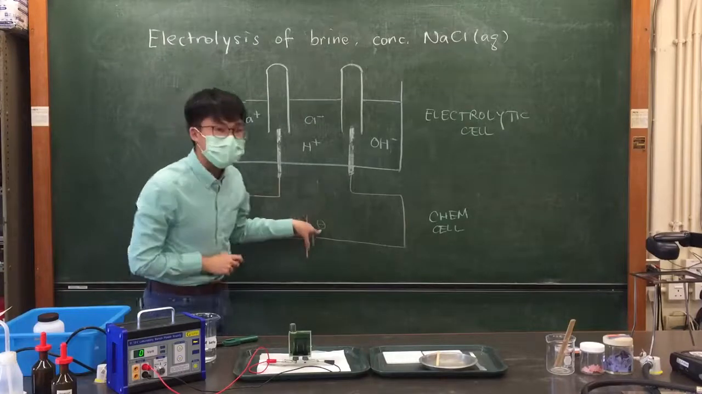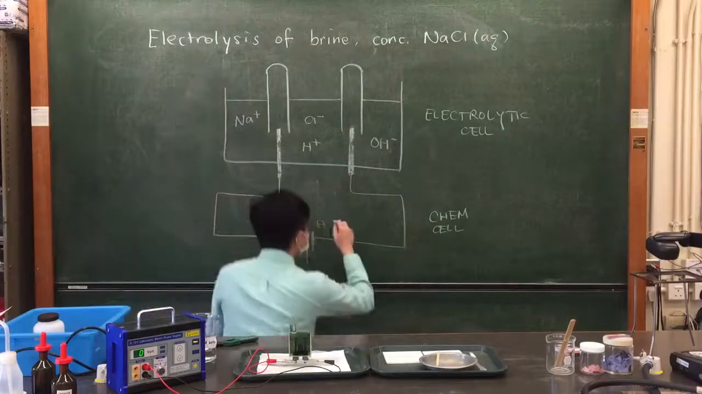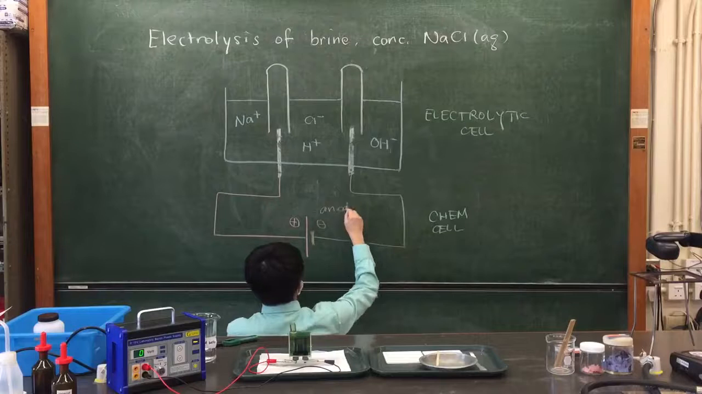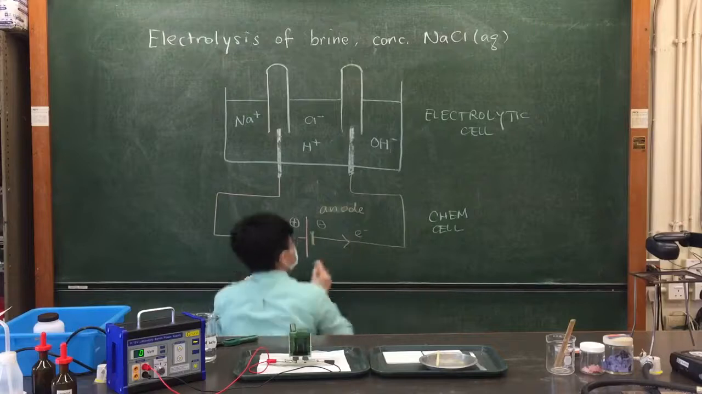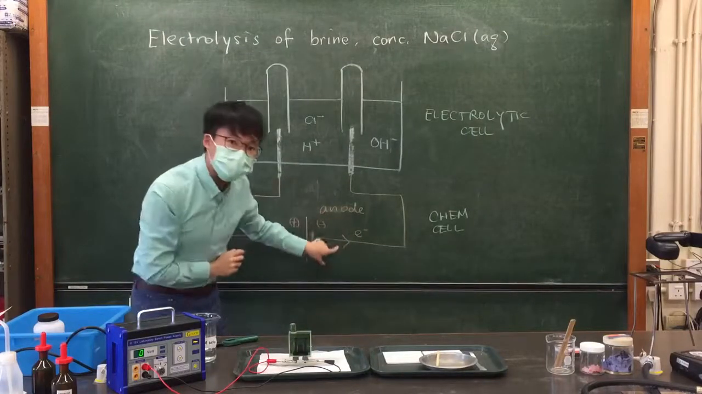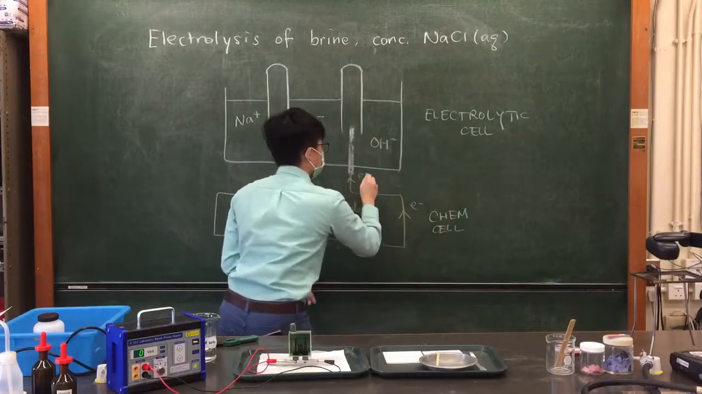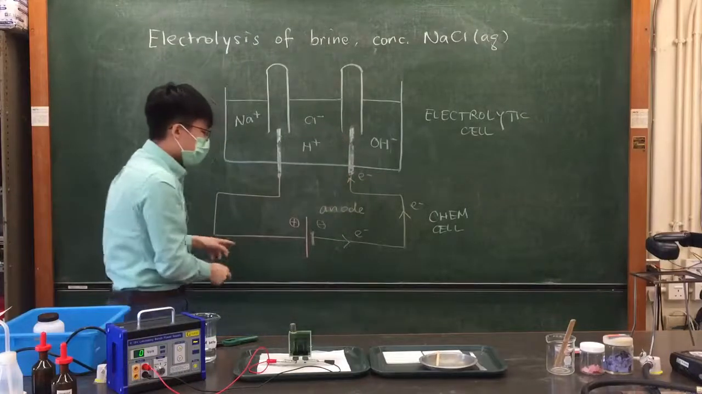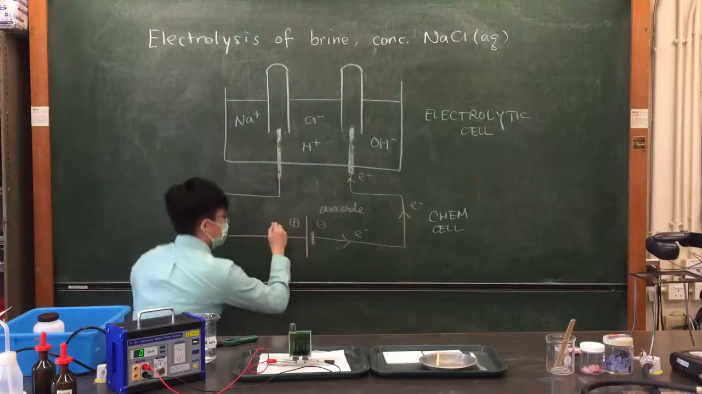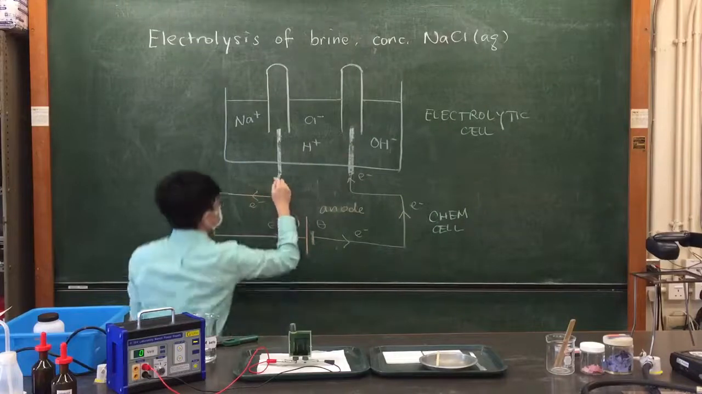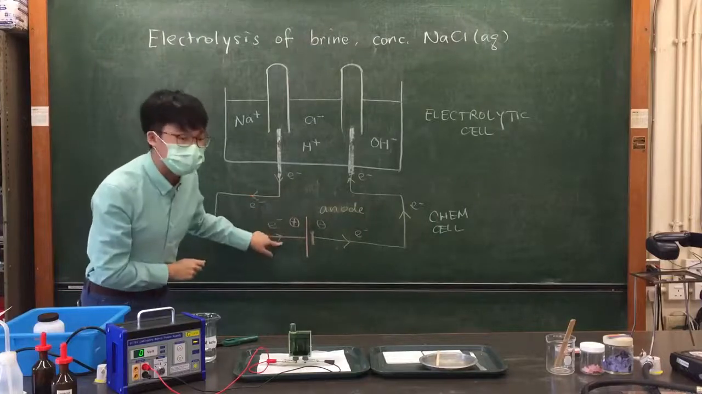So we have a chemical cell here, with positive and negative electrodes. The negative electrode of the chemical cell, you still remember, is the anode, because anode is where oxidation occurs, which loses its electrons. Electrons go up to the electrolytic cell, to this graphite electrode. And returning to the positive electrode of the chemical cell, electrons should be going in. Accepting the electrons is where reduction occurs.